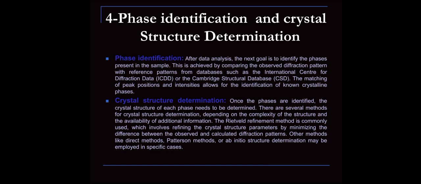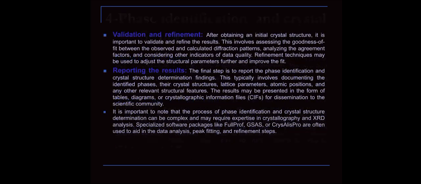Crystal structure determination. Once the phases are identified, the crystal structure of each phase needs to be determined. There are several methods for crystal structure determination depending on the complexity of the structure and the availability of additional information. The Rietveld refinement method is commonly used, which involves refining the crystal structure parameters by minimizing the difference between the observed and calculated diffraction patterns. Other methods like direct methods or ab initio structure determination may be employed in specific cases.